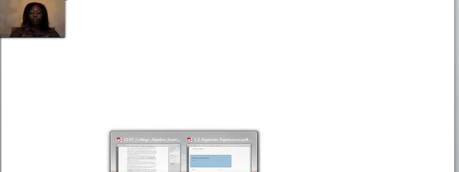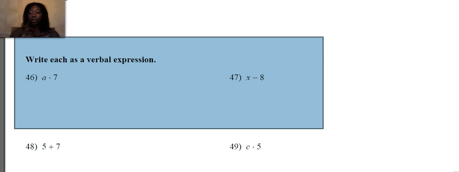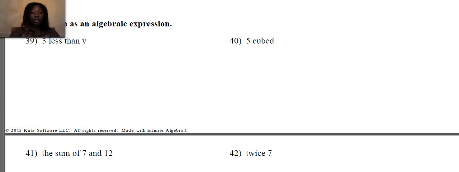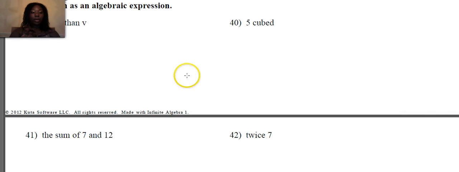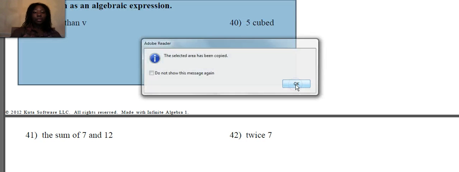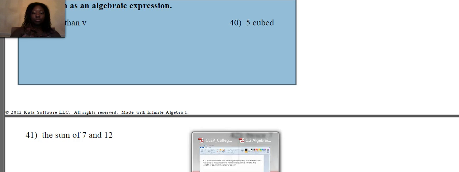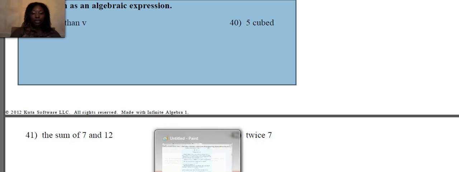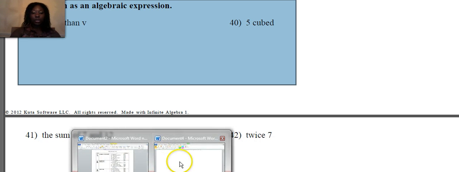Now, let's do one more and then we will go ahead and take a break from this section. Let's go ahead and do the first two. Write as an algebraic expression.